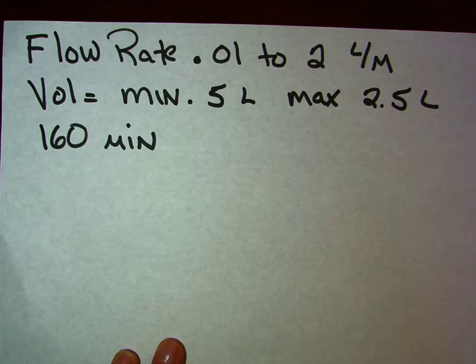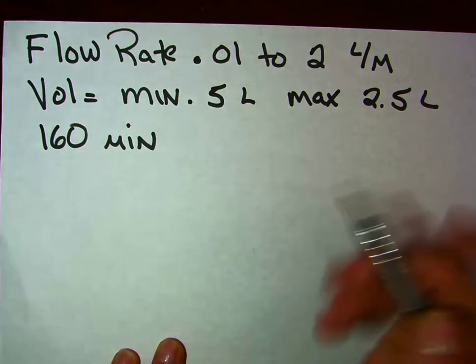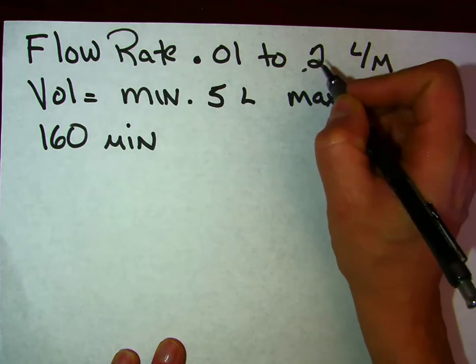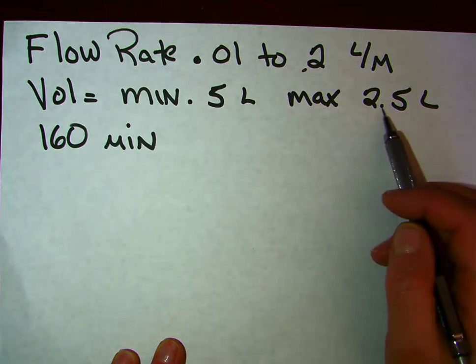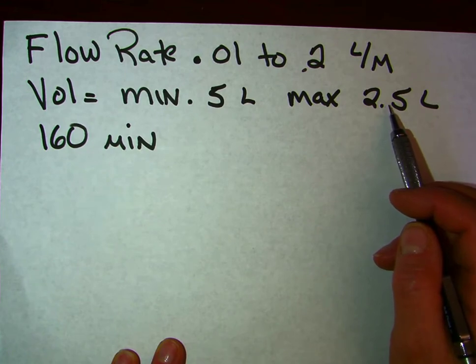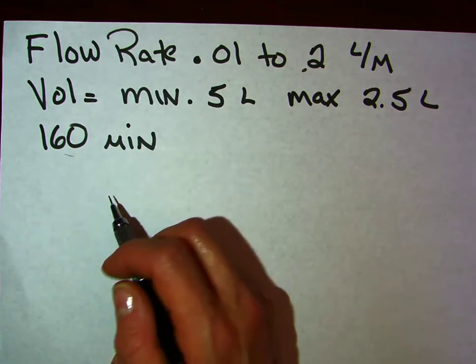Okay, so I have the variables in our sampling protocol set up. For our method, we can run as slow as 0.01 liters per minute or as high as 0.2 liters per minute. We need to pull at least 0.5 liters of air, but no more than 2.5 liters of air per sample, or we're going to be outside the capabilities of the analytical method to accurately detect what is in the air. Because of our sampling protocol, we just chose we'd like to run for 160 minutes.